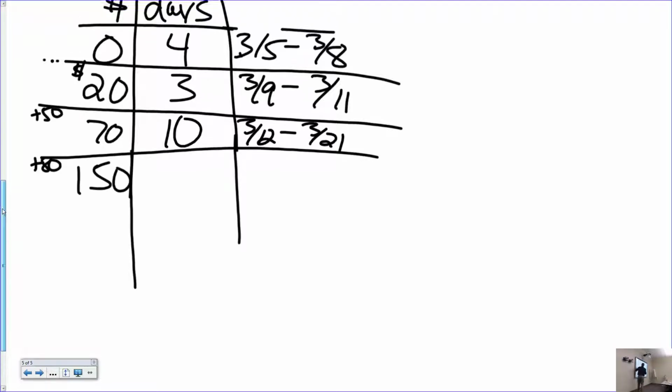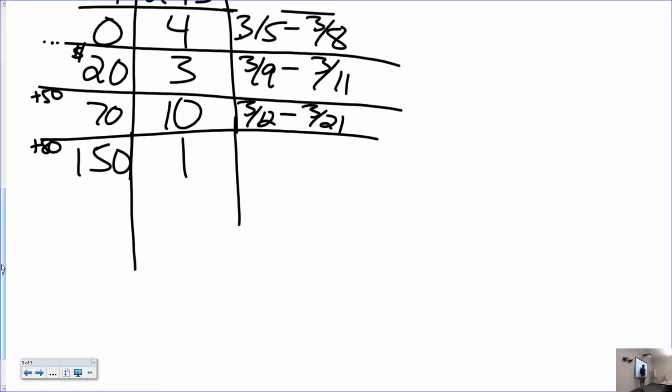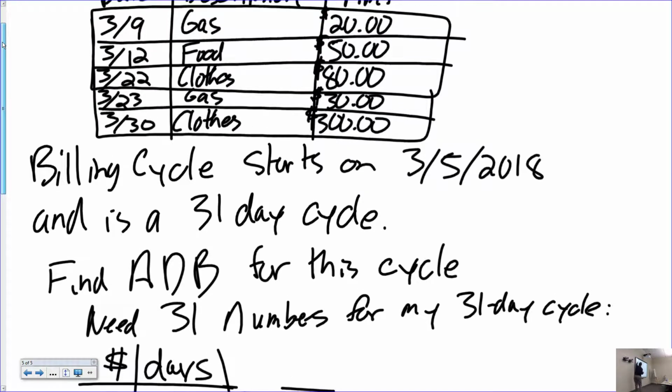Now, how many days does 150 go? 1. Good job, Greg. Okay, I'm missing a toe. Never mind. Extra toe. It only goes for the 22nd, right? Because then the 23rd, we make a new purchase, the number changes again. Okay, so don't freak on that one.